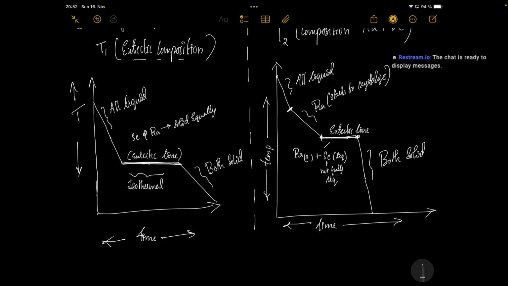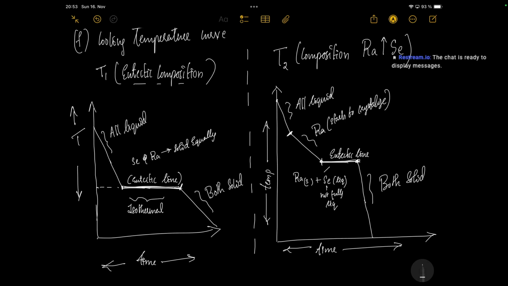It starts with all being liquid, then it reaches the eutectic line. It's a specific temperature where both selenium and radium in the specific composition equally or simultaneously convert to solid while also having a little bit of liquid. But at the end, with the sudden drop in temperature, it's gonna be fully solid. The same goes here, but not the same for the T2 composition.